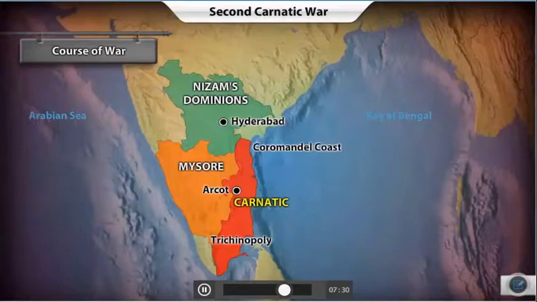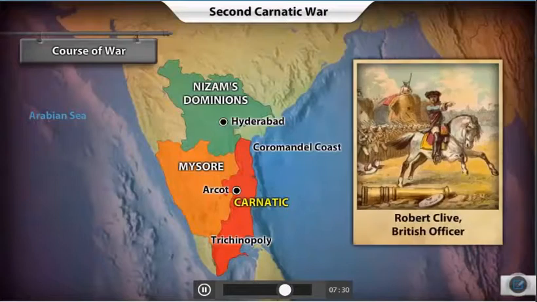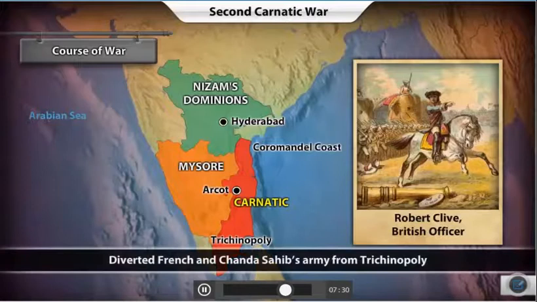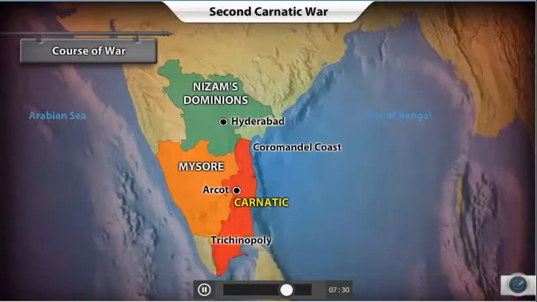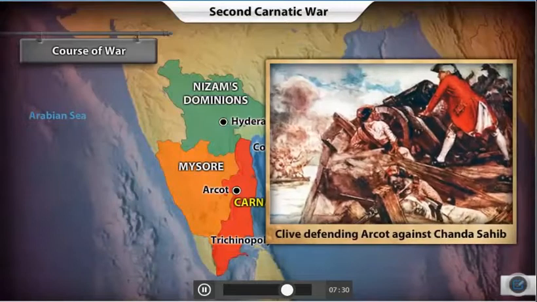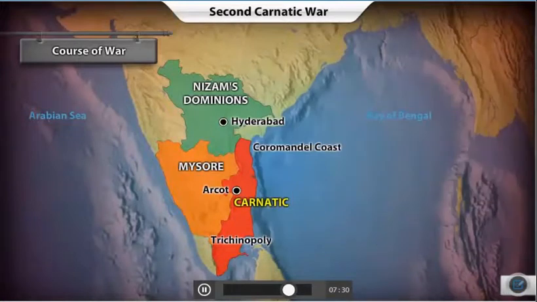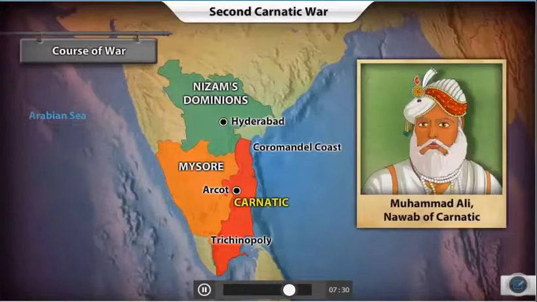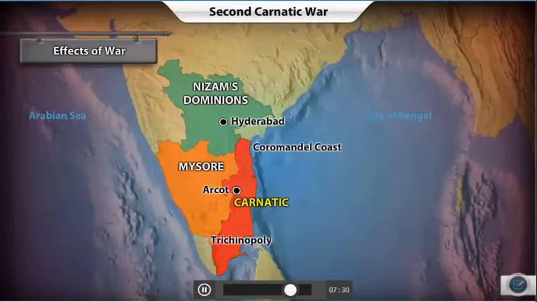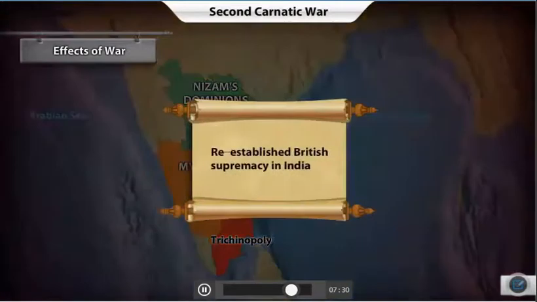The course of the war changed when British officer Robert Clive attacked Arcot to divert part of the French and Chanda Sahib's army from Trichinopoly. Subsequently, Clive defended Arcot for nearly 53 days till the British captured Trichinopoly and released Muhammad Ali. Later, they defeated Chanda Sahib and made Muhammad Ali the Nawab of Carnatic. The Second Carnatic War re-established British supremacy in India, even though the later French governors made peace with the British.